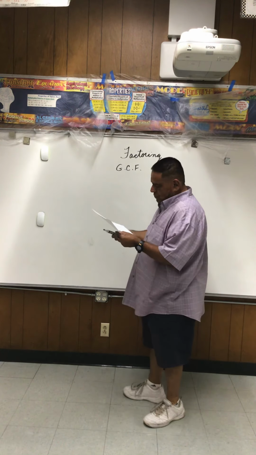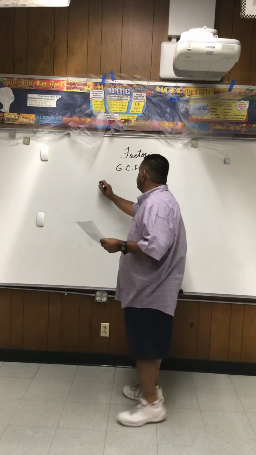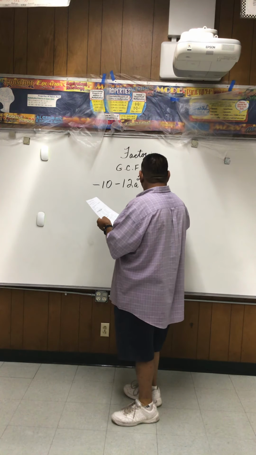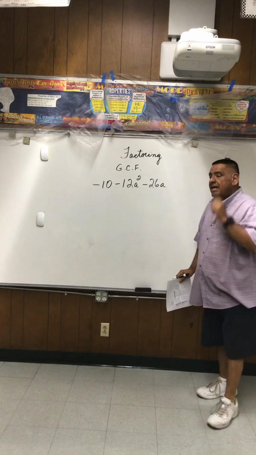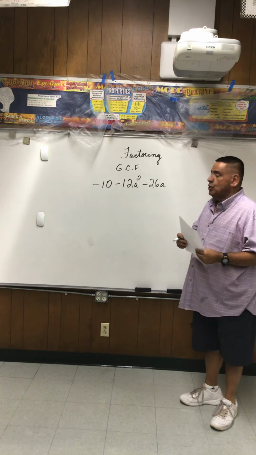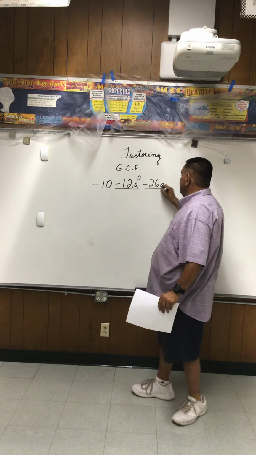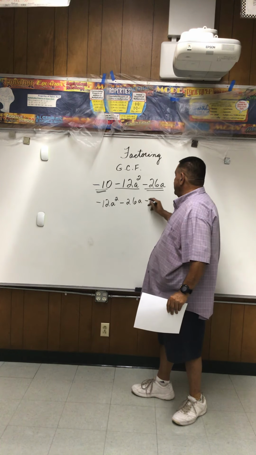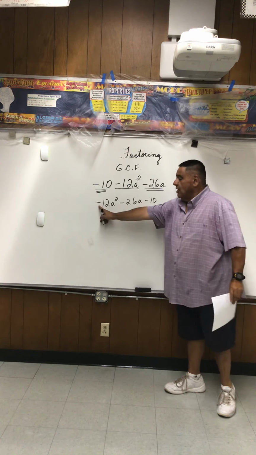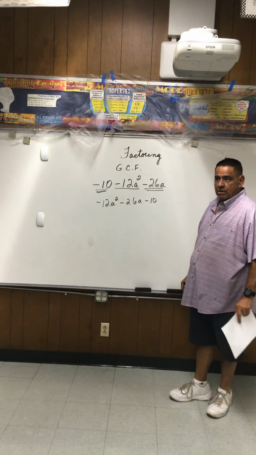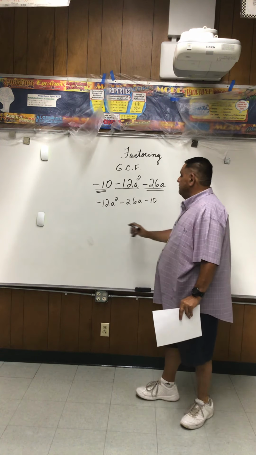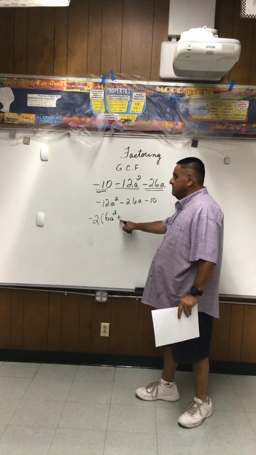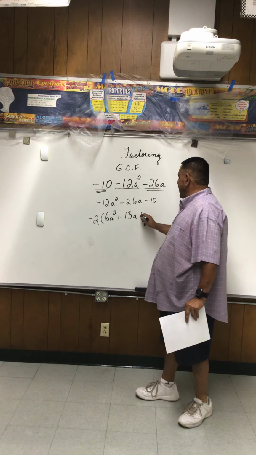Next, we have one like this, and this was one I really want to show you. First, make sure you put it in descending order. That's the biggest thing you want to make sure of. Let me put it in descending order: quadratic first, then linear, then constant. So negative 12a squared minus 26a minus 10. Now you should see two things. One, the quadratic term is negative. Two, we have a greatest common factor. So let's kill two birds with one stone. Let's factor out the greatest common factor, a negative 2, which gives me 6a squared, watch your sign, plus 13a plus 5.